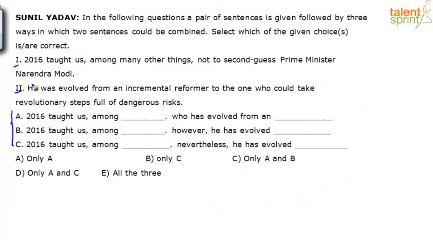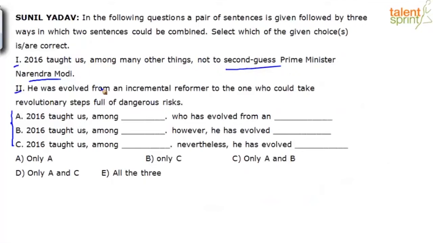2016 taught us, among many other things, not to second guess Prime Minister Narendra Modi. So the first part is saying, last year, among many other things, what last year also told us is not to second guess Prime Minister Narendra Modi, meaning don't have second thoughts about his ability to do something or achieve something, or in the position that he is given, the tasks that he is implementing. Don't even think twice that it is wrong. Right? That's what the first part is saying.